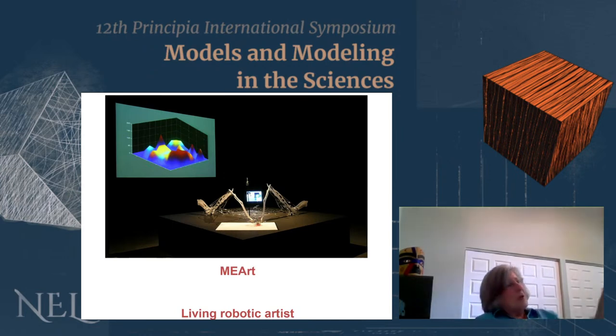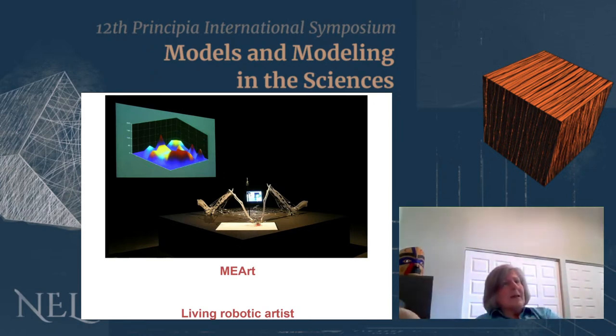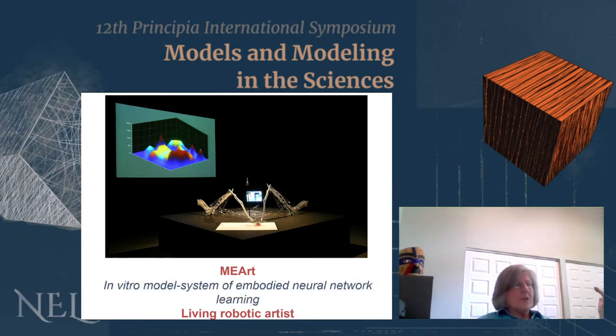On the other hand, if you look up in the corner, it shows the activity of, so the arm, for example, at the moment is in Australia. The activity of a dish of neurons living in a lab in Atlanta, communicating via satellite to it, is controlling the motions of the arm and serving the function for research as an in vitro model system of embodied neural network learning.